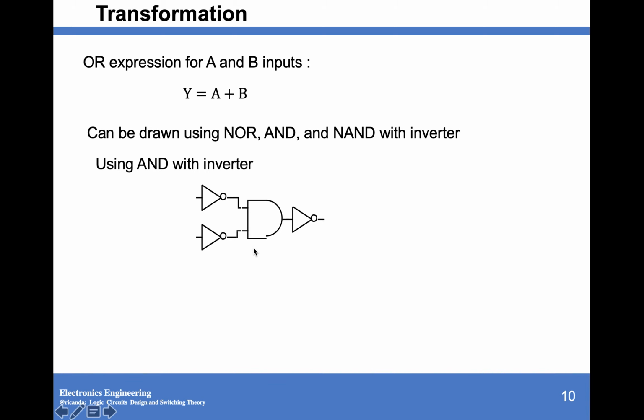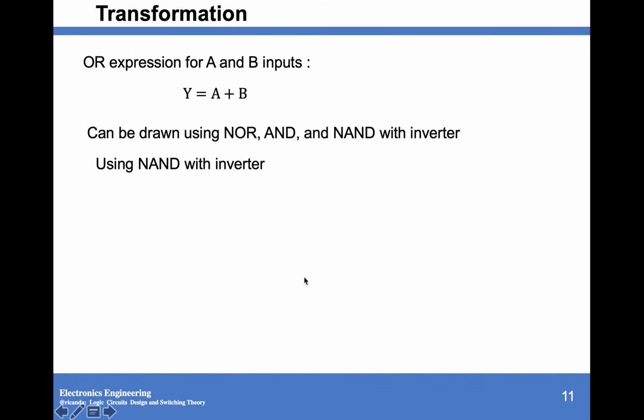So the expression from this circuit is equivalent to A bar dot B bar, with a long bar over it, or that is A bar NAND B bar. Applying De Morgan's to break this bar, that is equivalent to A double bar or B double bar. Then double negative, that is equivalent to A or B. So this circuit functions as an OR gate. So we have this circuit, its expression is an OR expression.